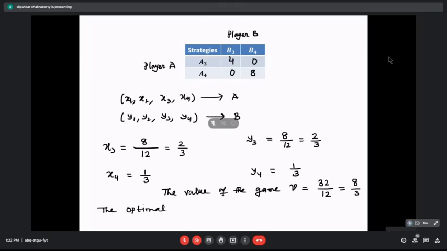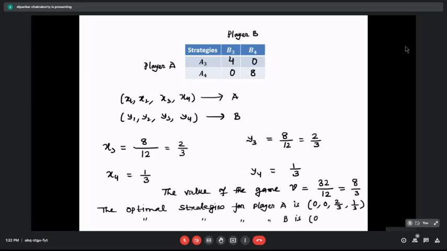out the optimal strategies. So the optimal strategies for player A is x3 and x4 will be there. So rest 2 will be 0. So 0, 0, 2 by 3, 1 by 3. And the optimal strategies for player B is similarly 0, 0, 2 by 3, 1 by 3. Okay to you? No, this is not a fair game.